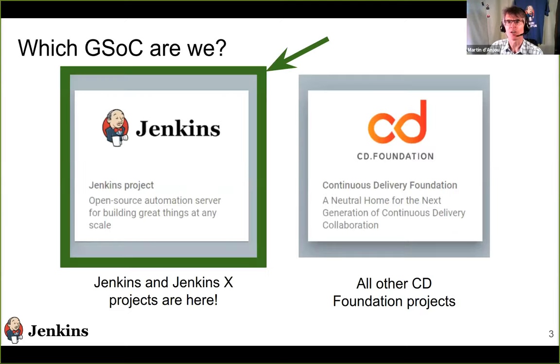Which GSoC organization are we? We are the one on the left, pointed to by the arrow. We are operating the Jenkins and the Jenkins X Summer of Code projects under this banner. And Jenkins is part of a greater organization called the Continuous Delivery Foundation, and that organization runs other Summer of Code projects. Please visit their websites for more.